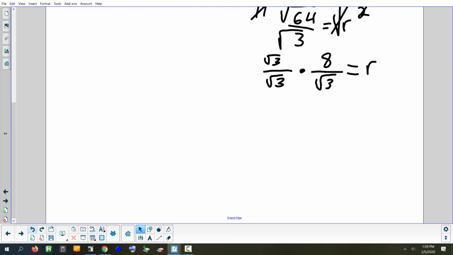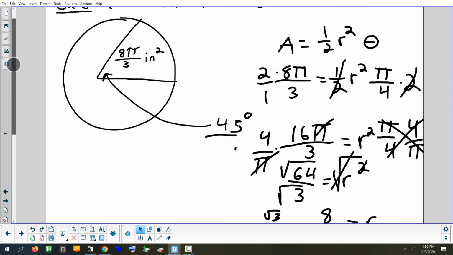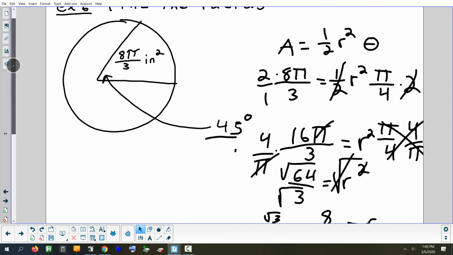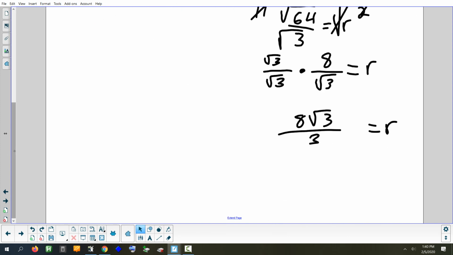So what happens is 8 times the square root of 3. That's all you get in the top. And the square root of 3 times the square root of 3 is the square root of 9, which is how much? 3. So you can't get rid of the square root, but what you can do is put it in the top. So that was r. What's r stand for again? Radius. Radius is a measure of how long something is. So what should I have for a label on that? Just inches, right? Not inches squared.